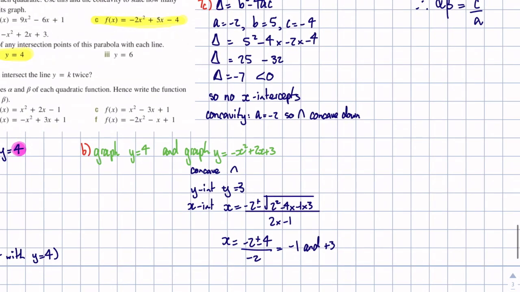Okay, now all I need to know is the axis of symmetry. x equals minus b on 2a, so x equals minus 2 on 2 times minus 1, so it's x equals positive 1, which is also halfway between negative 1 and positive 3. The y coordinate is y equals negative 1 squared plus 2 times 1 plus 3. So negative 1 plus 2 plus 3, y equals 4. And now I can sketch.